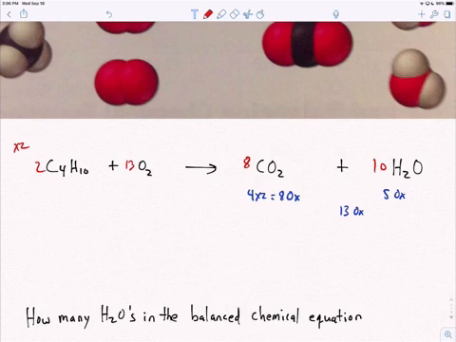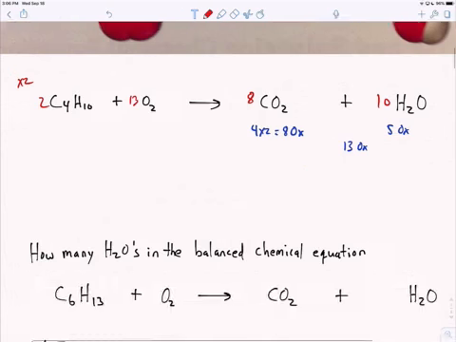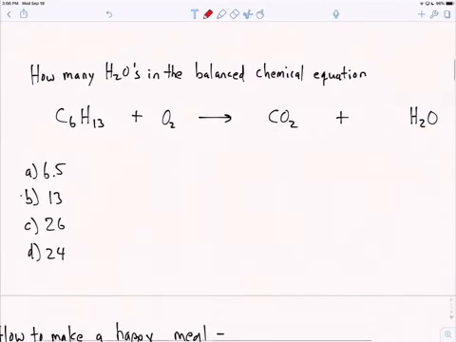So, questions on how to do this? All right, your turn. How many waters? The idea is, what's this number right before the H2O? How many waters in this balanced chemical equation?